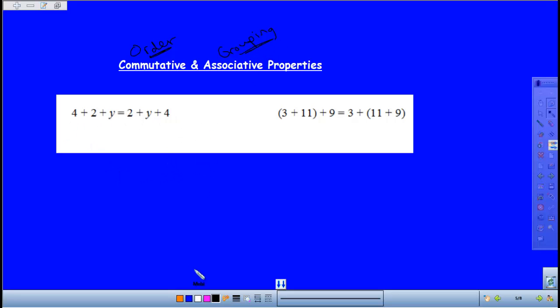So in this first example, it says 4 plus 2 plus y equals 2 plus y plus 4. You can see that they switch the order of the numbers, so that would represent the commutative property. Over here, it was 3 plus 11 in parentheses plus 9, and over here, they did not change the order of the numbers. It went 3, 11, 9, 3, 11, 9, but they changed where they grouped numbers. So that tells us it is the associative property.